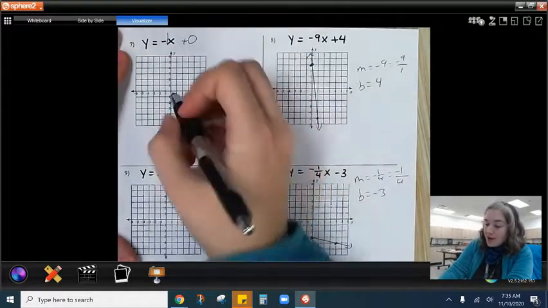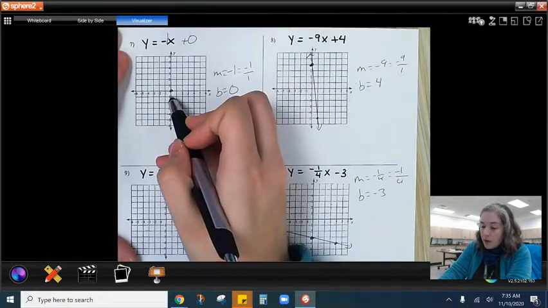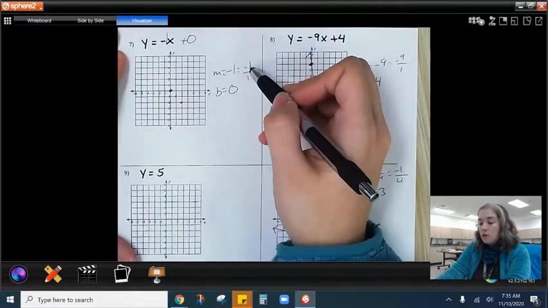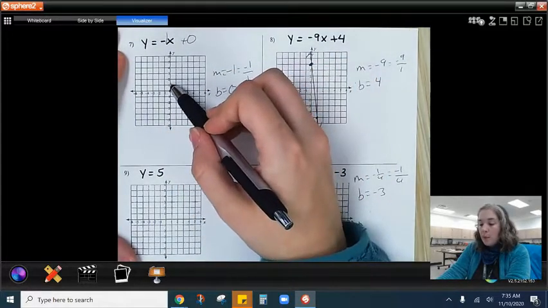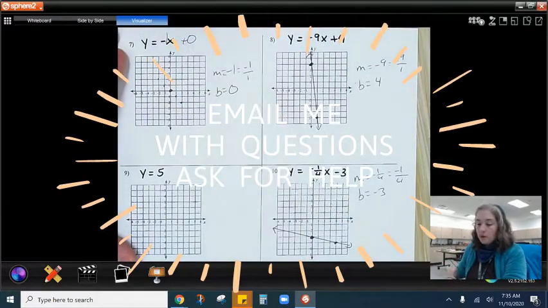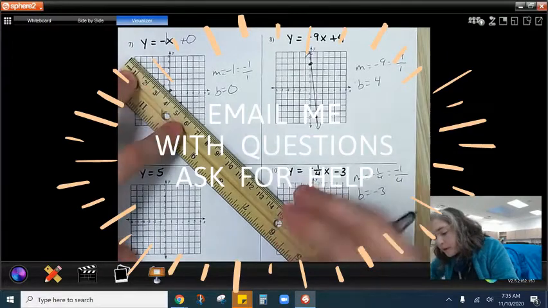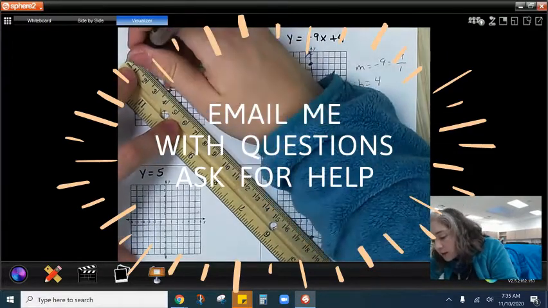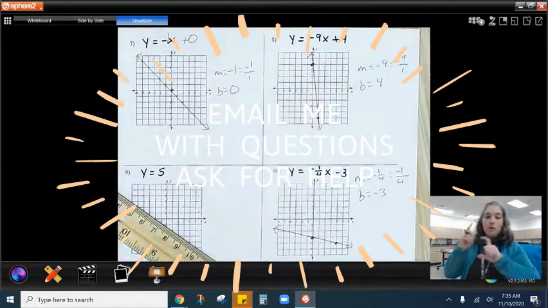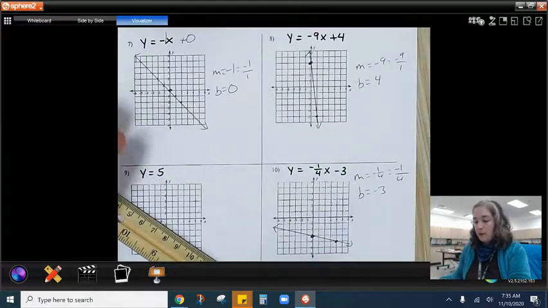So that means I'm starting at 0, which is the origin, and then I need to move down 1 and right 1. Down 1 and right 1. The other way to do this would be to go up 1 and left 1. Up 1 and left 1. Doesn't matter which way you do it, you get the same line. That's what's awesome. So if you like to move left and right instead of up and down, you can move the negative. I just like the negative in the numerator. Up and down makes more sense in my brain.